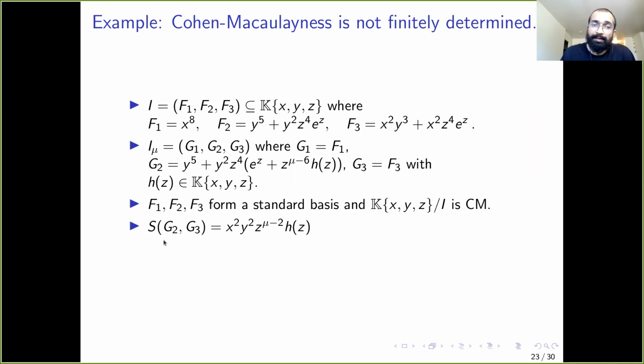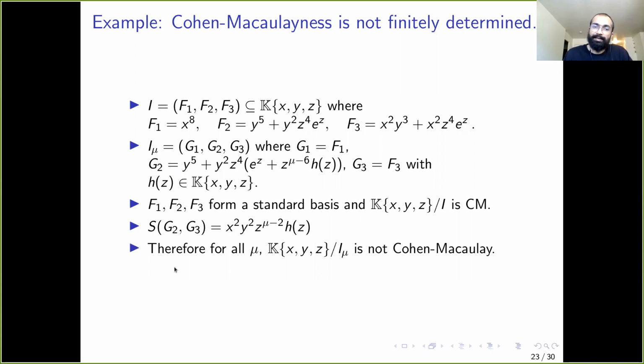The next thing to note is that if you take the S series of G2, G3, where once again these G's are the generators of this approximation I_mu, you get x squared, y squared, z to the power of mu minus 2 times h of C. And this essentially tells you that this quotient K[[x,y,z]] by I_mu is not Cohen-Macaulay, because if it was Cohen-Macaulay, it would be free as a K[[z]] module. And the existence of this element in the ideal I_mu contradicts the fact that it's free as a K[[z]] module, because you have some expression that is purely in z that will annihilate something that's non-zero in the quotient. So that's a contradiction.